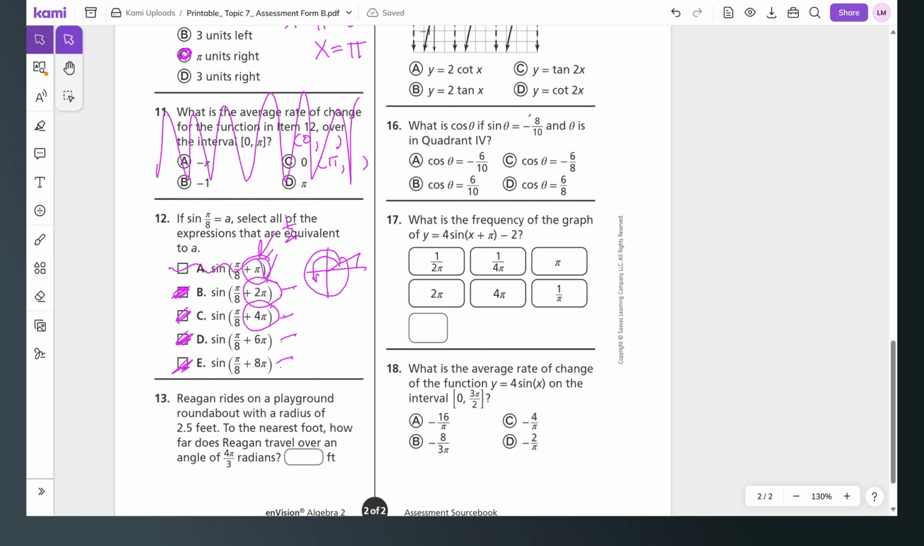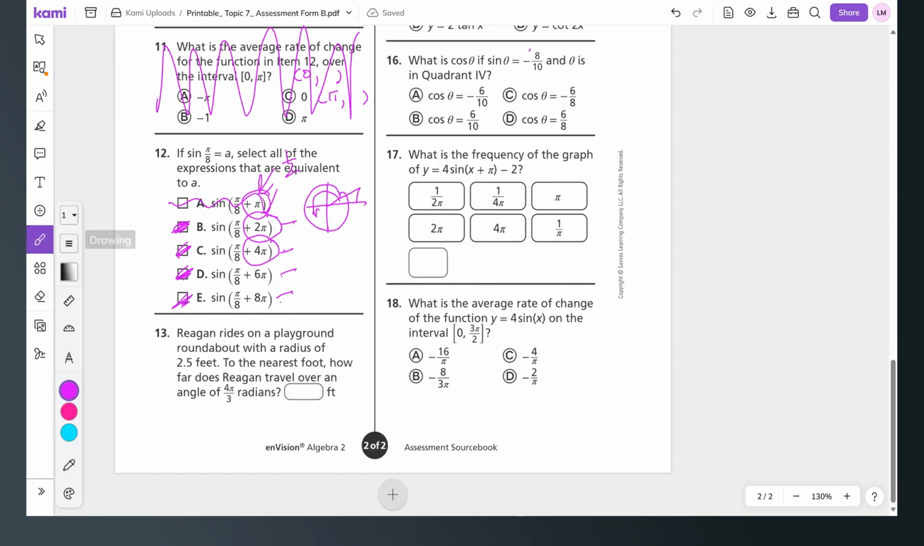All right. Reagan rides on a playground roundabout with a radius of 2.5 feet. So there's the roundabout, 2.5 feet. To the nearest foot, how far does she travel? So we want this if she goes 4 pi over 3 radians. All right, so I want the distance there.